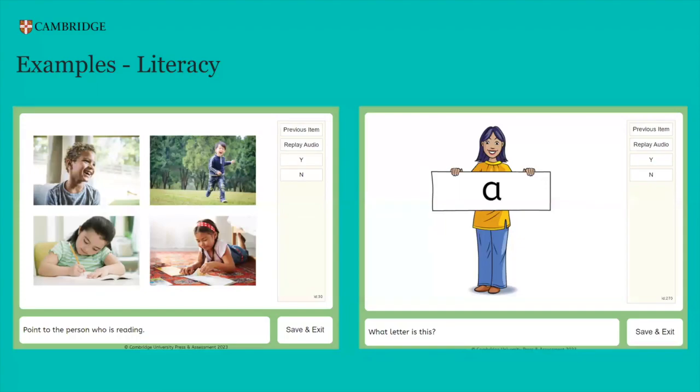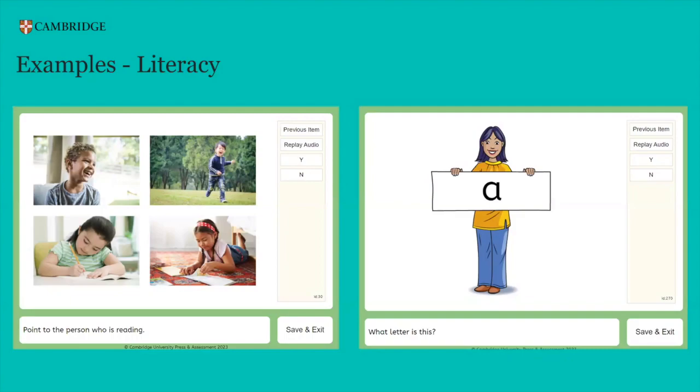So the first thing we do is, can you point to someone who is reading? And literally, we just want them to point to one of those pictures and point to someone who's reading. Then we might say, okay, can you point to someone who's writing? And we follow that up with, on another screen, can you point to a letter or a word or a sentence? And it gradually works up through their understanding of what it means to read and write.